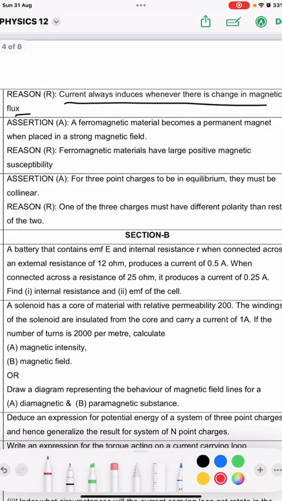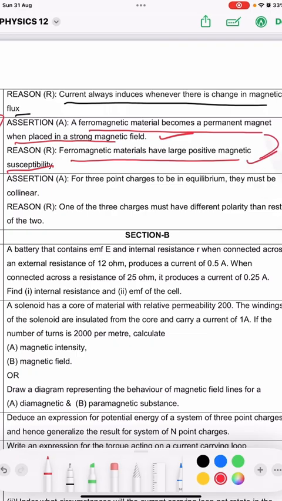Let us see the question number 10. Paramagnetic material becomes a permanent magnet when placed in strong magnetic field. Yes. Paramagnetic material have large positive magnetic susceptibility. So this is true also and this is the reason also. So option will be A.